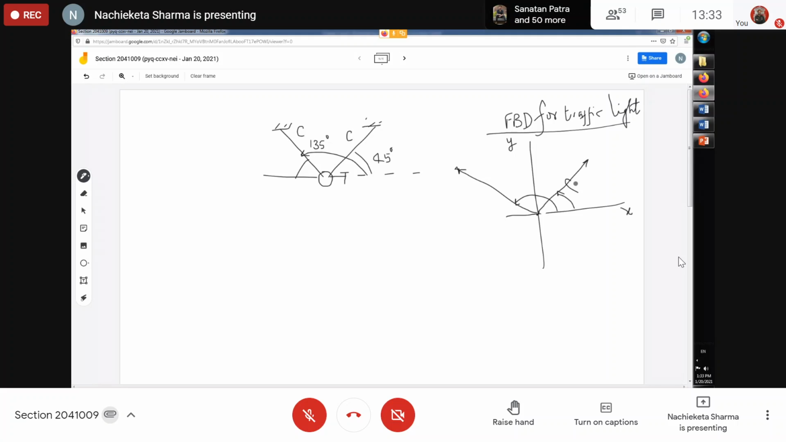Now I will call it tension. Both the tensions are the same in magnitude. Okay. So the weight is acting vertically downwards, the traffic light's weight, and I will show the force W, and this force is balanced by these two tensions.